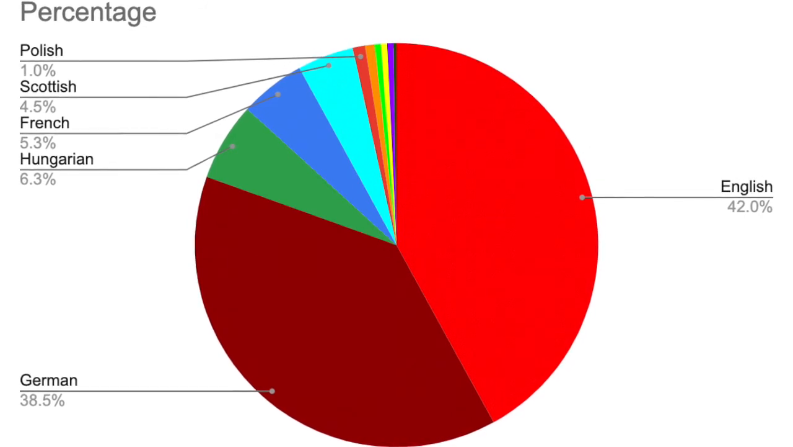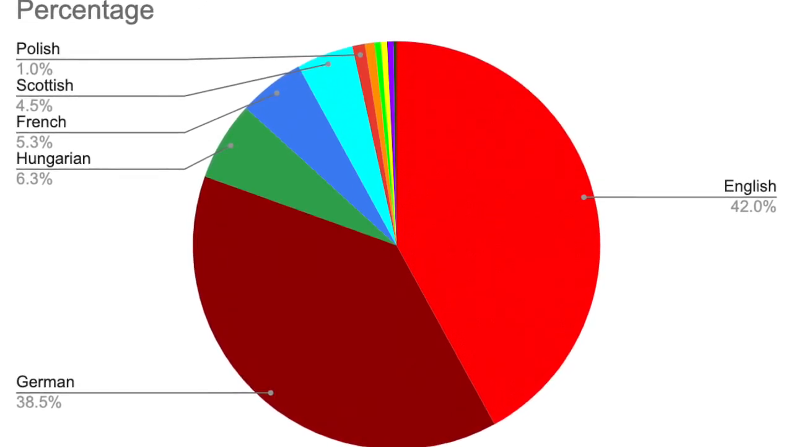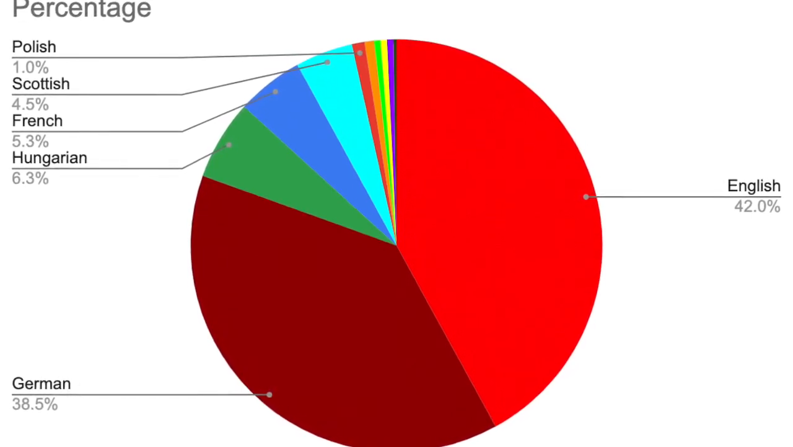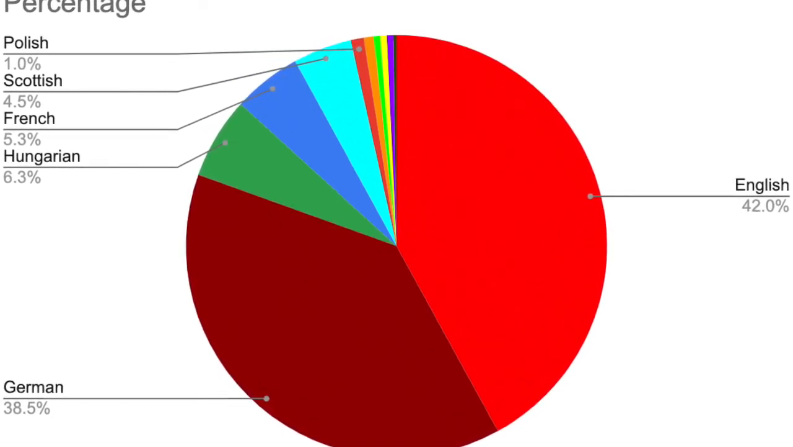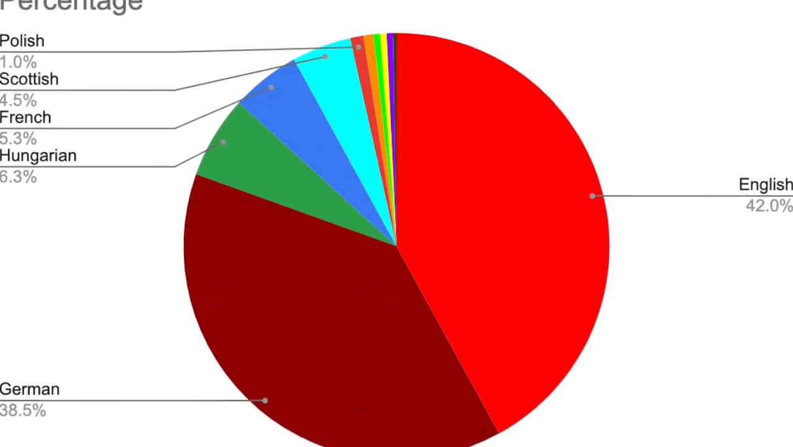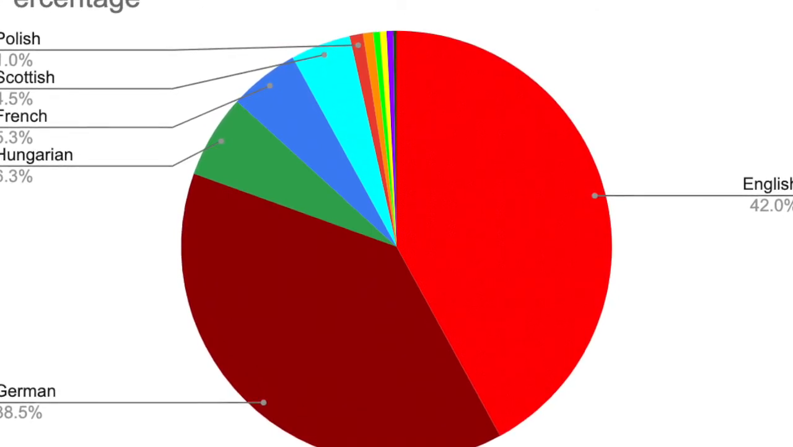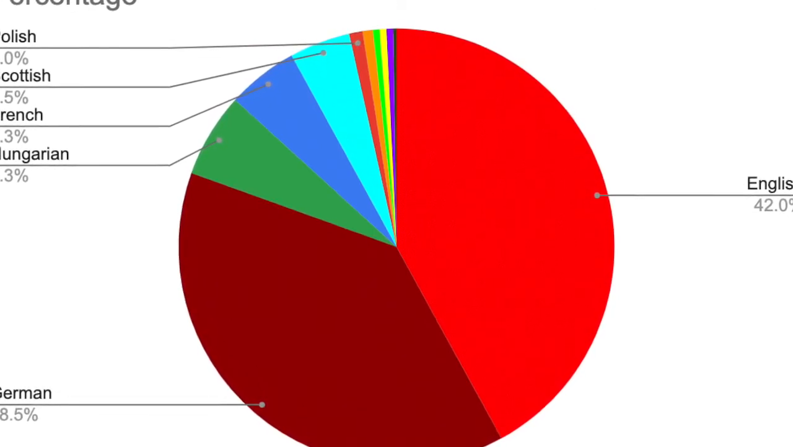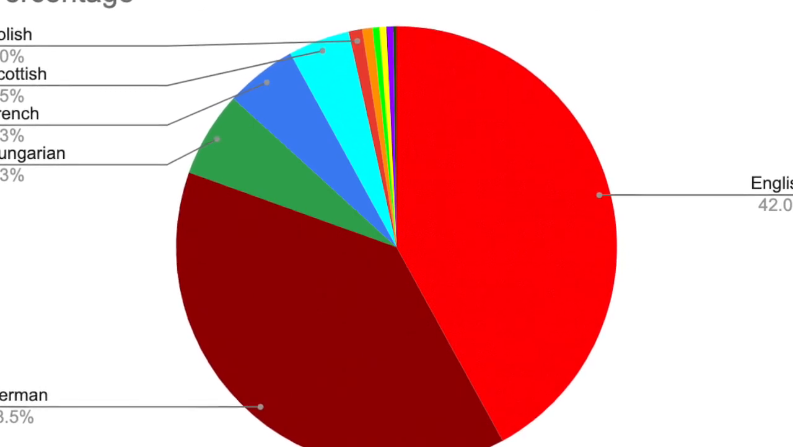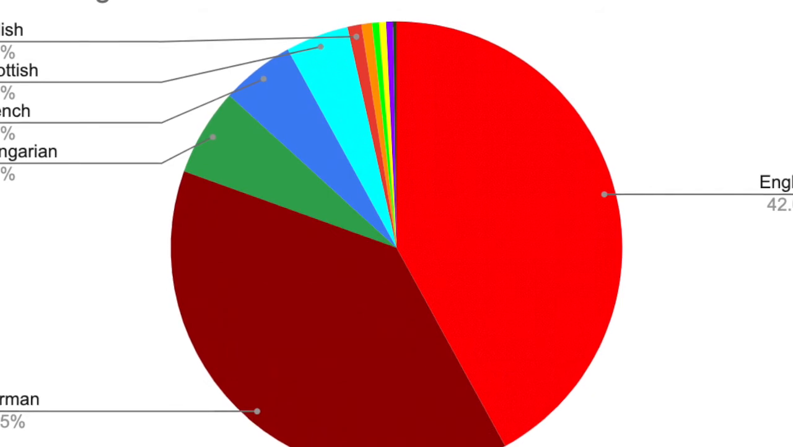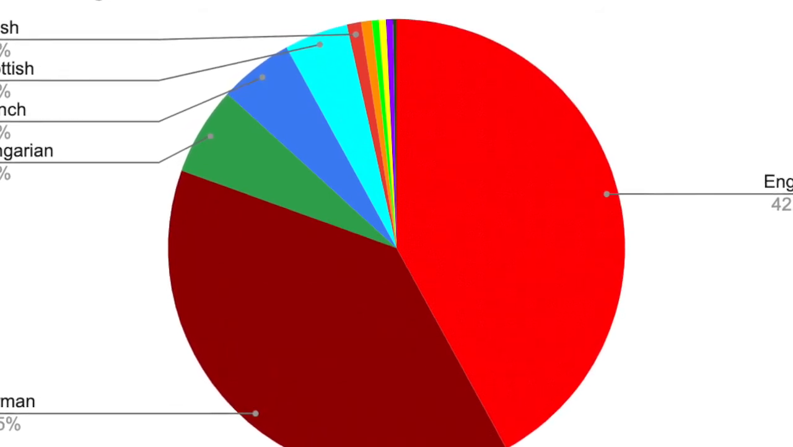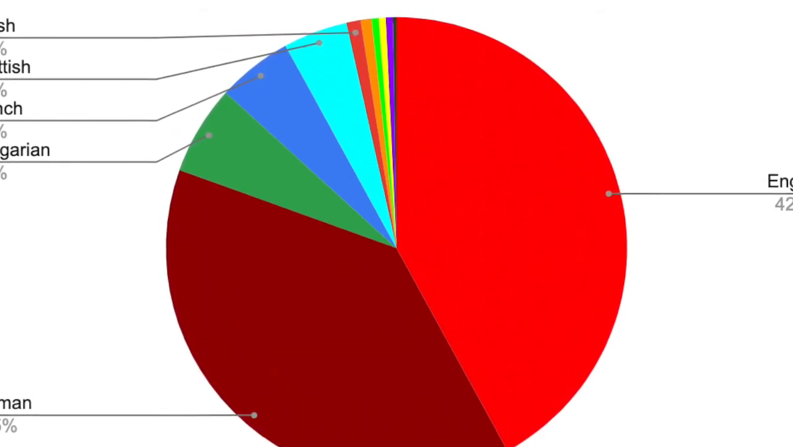And then, of course, the Hungarian I mentioned, and the French, Scottish, Polish, Dutch, Italian, Lithuanian, Russian, and Irish. Well, apart from the Irish, all those are from royal families that go back centuries. Although the tiny bit of Irish she has comes from her mother as well. And so, anyways, those are the results of the ethnicity of Elizabeth II.